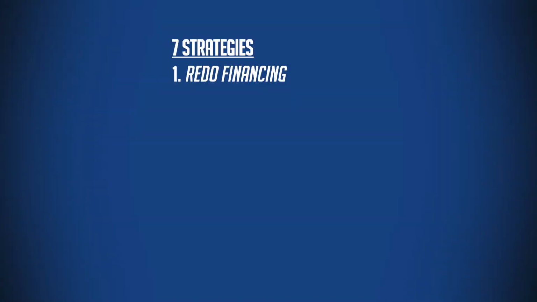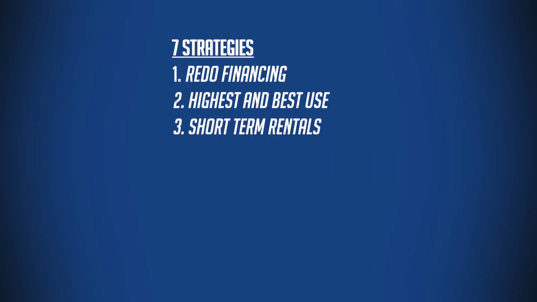Again, these are 7 different ways that you can take a negative cash flowing property and make it positive cash flow. So number 1, redoing financing, getting new rates and spreading it out, maybe using a different sort of amortization. Number 2, bringing the property to highest and best use, perhaps with a basement suite or a garden suite. Number 3, short-term rentals, Airbnb, furnished rentals, being able to push up the rental amount that you're able to get.